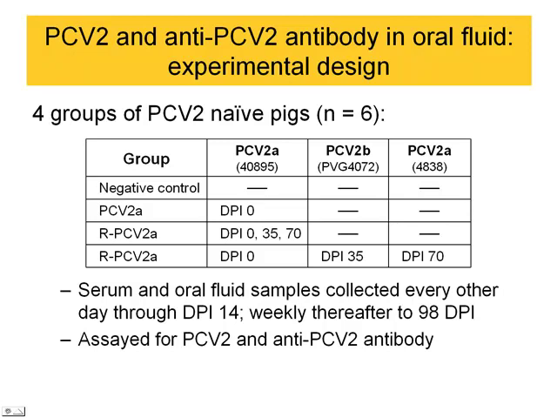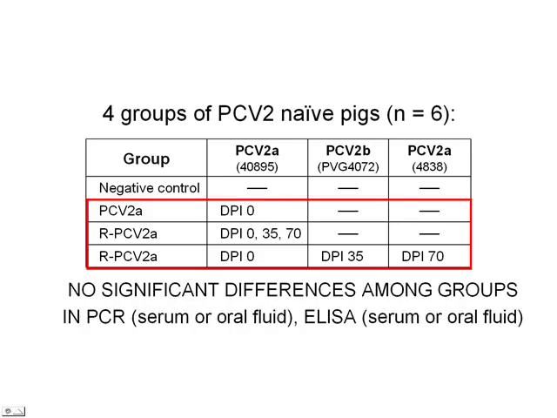Serum and oral fluid samples were collected every other day from day 0 through 2 weeks, and then weekly out to day 98. And then we looked for PCV2 and PCV2 antibody in the oral fluid samples and serum. There's going to be a lot of data coming up, so I wanted to say this first. There were no significant differences among these groups, regardless of which inoculum or which combination of viruses or how often they got it. So most of these graphs will be collapsed down into a single line for the inoculated groups.